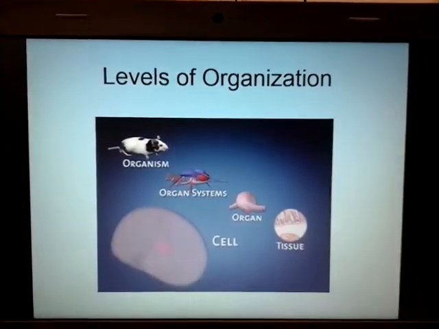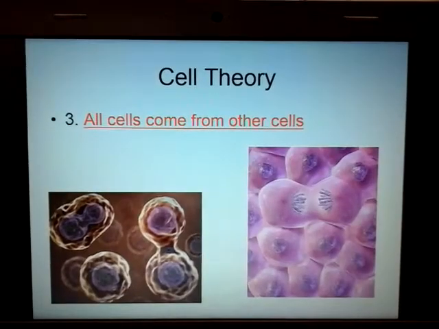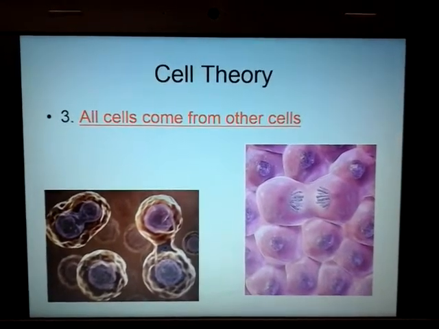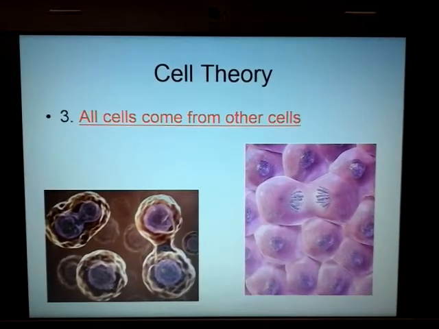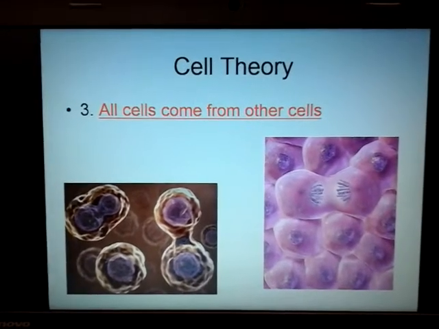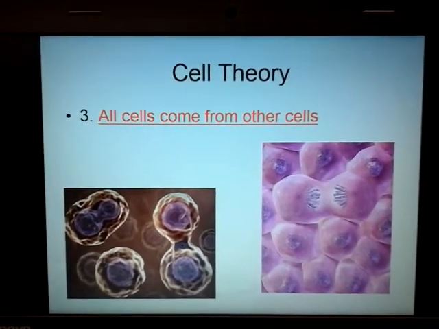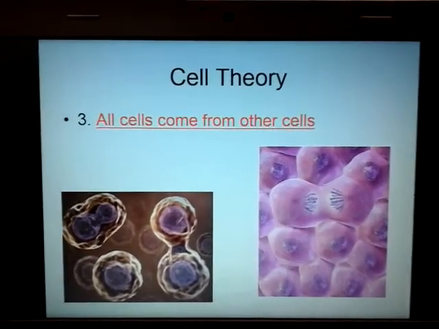And then last but not least, all cells come from other cells. So once we get through cells and how cells work and why you have different kinds of cells, we're going to go over what we call mitosis and meiosis. Mitosis is how you clone your body cells.